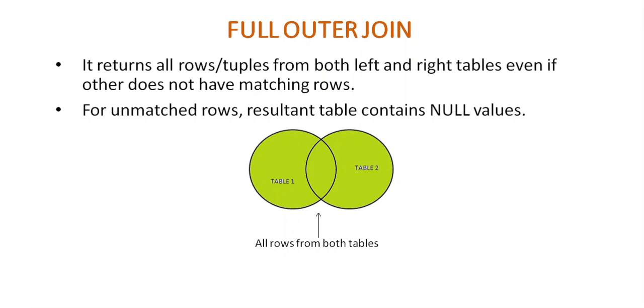If there are no matching rows for the left table, then it will return null values, and where there are no matching rows from the right table, then it will return null values. Here in the figure you can see it will display all data from the left table, all data from the right table, matching data and unmatched data.